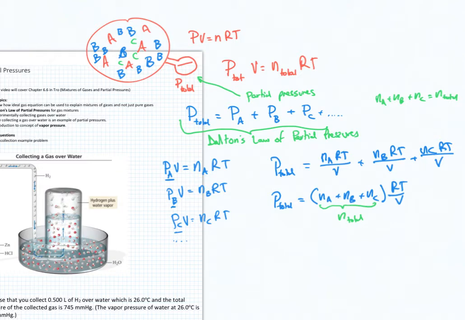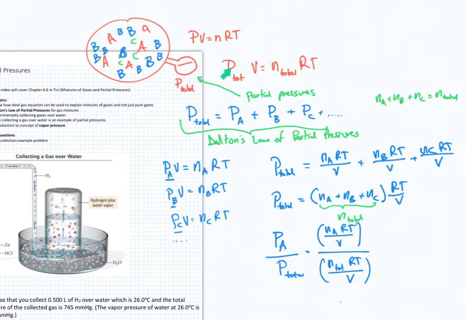So the other thing we might be interested in is, what if we want to find out this individual partial pressure? That might be a more interesting thing to do. In that case, we can set up a ratio of the pressure due to A divided by the total pressure. And that's going to be equal to nA RT over V divided by N total RT over V. All I've done is rearrange this equation and that equation, and set up a ratio between the partial pressure of gas A divided by the total pressure.